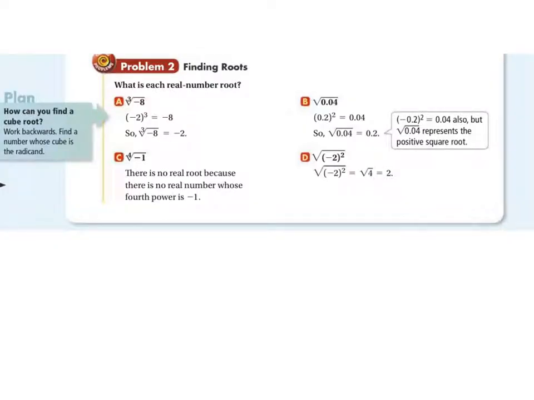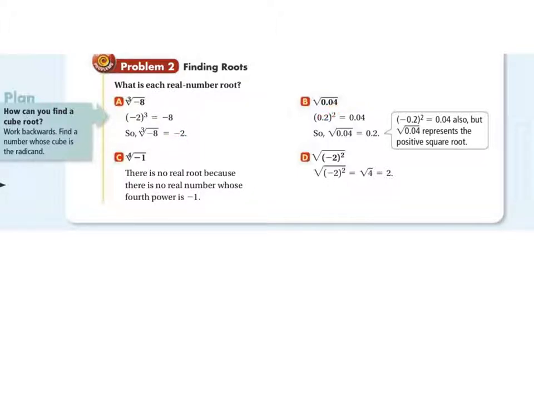Okay, so let's talk about finding roots here. And part of this, I'm going to hope I make it clear as we go. First off, cube root of negative 8. So that's negative 2 times negative 2 times negative 2. No other number satisfies that. So the only real root here for the cube root of negative 8 is negative 2.